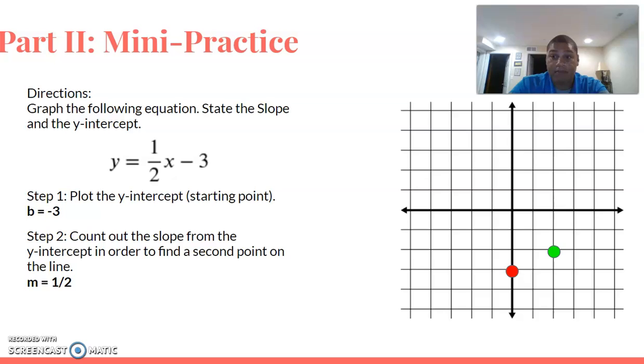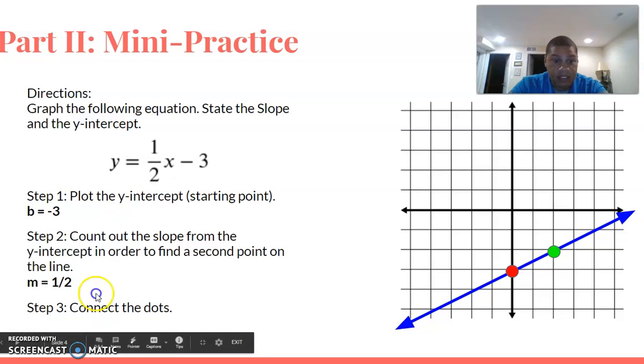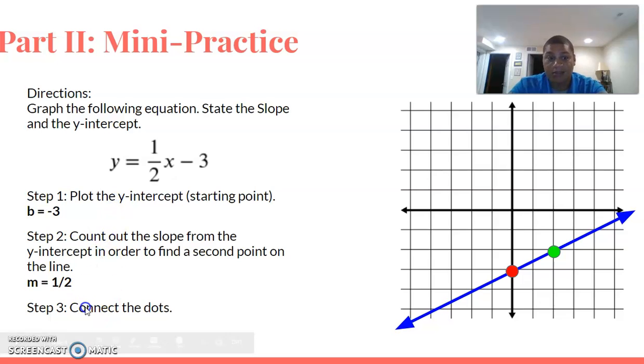Step 3, only need 2 points to make a line, so I connect the dots, and there is another line. All right? That's what we're doing. These 3 steps. Plot the y-intercept, count out the slope, connect the dots. Write those things down, go on to the next video.